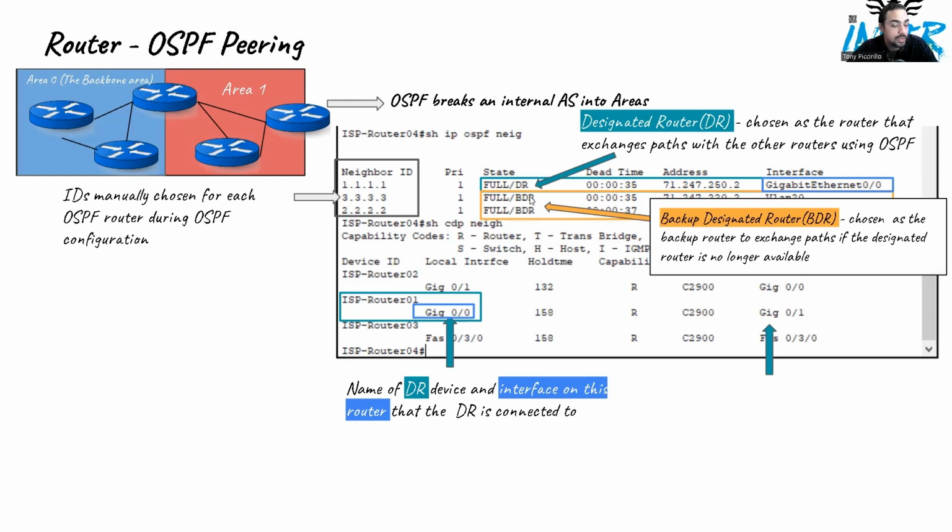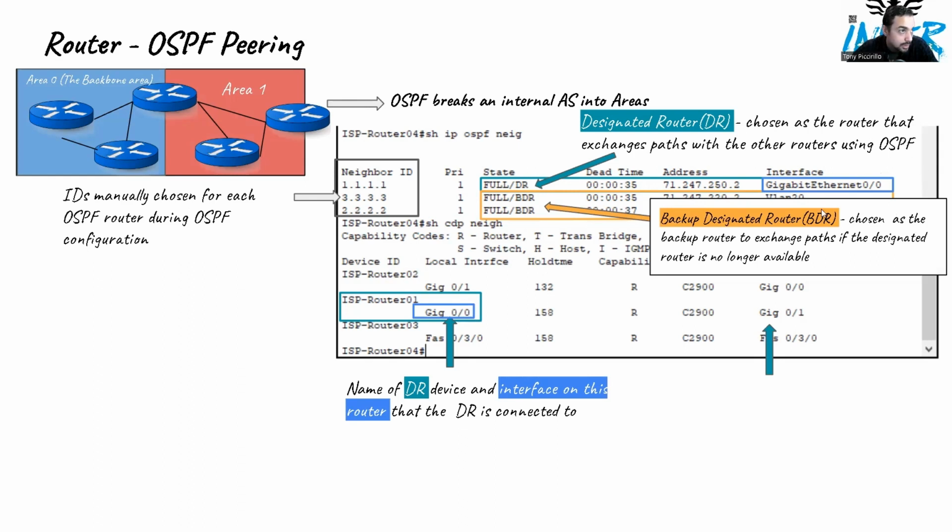Using the OSPF neighbor table above, we can see that the interface our designated router is connected to is G0/0. And in the CDP neighbor table, we can see that G0/0 here is assigned to a router called ISP router 01, meaning that ISP router 01 is our designated router. It's easier to tell because we have 1.1.1.1 representing router 01. But if you didn't know, this would be a way to find out.